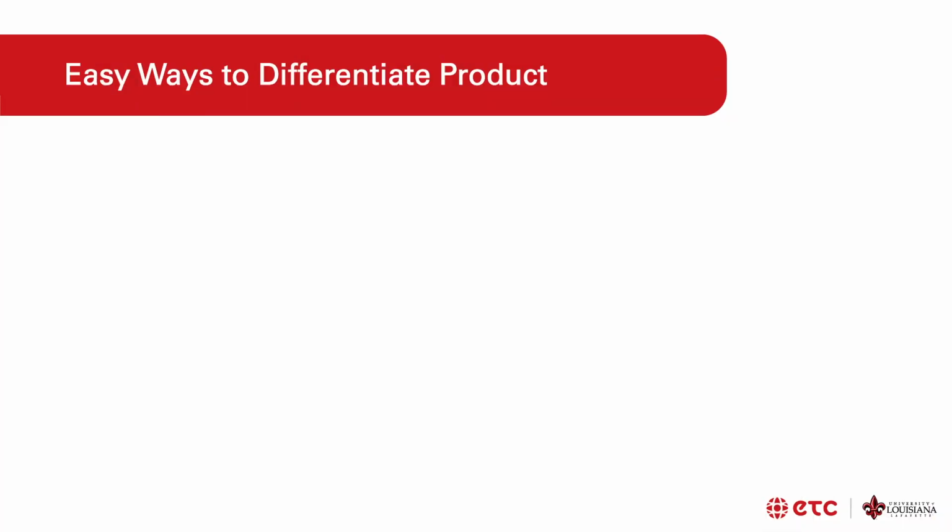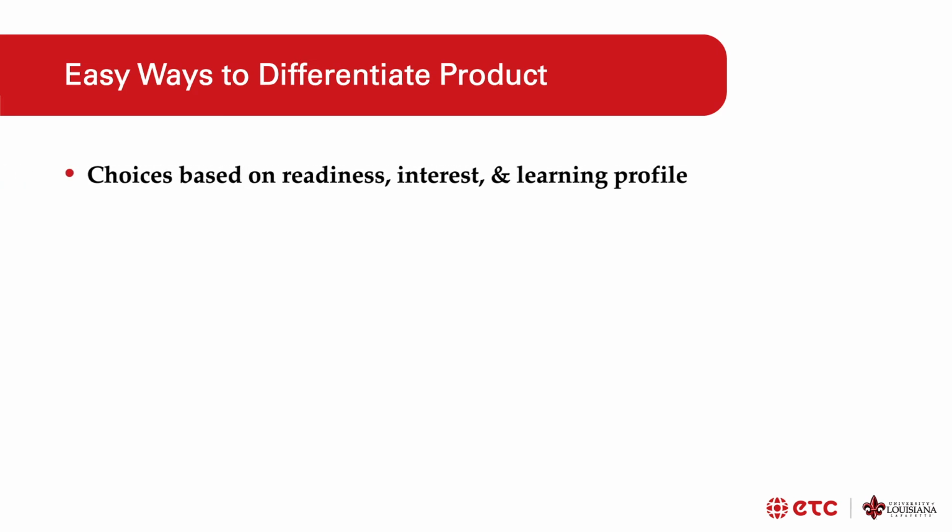And then there are easy ways to differentiate the product. You could have the choice boards where the students are giving you a different product based on the choice that you have given them. You could have agreements in terms of what you want the students to produce.